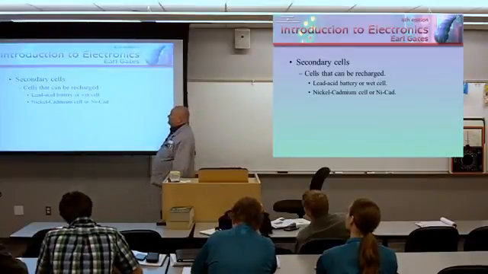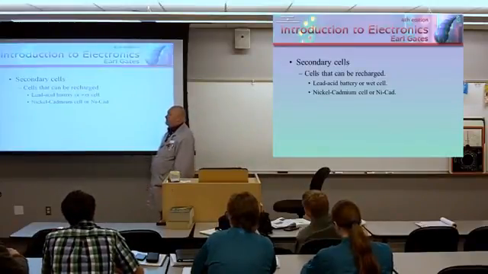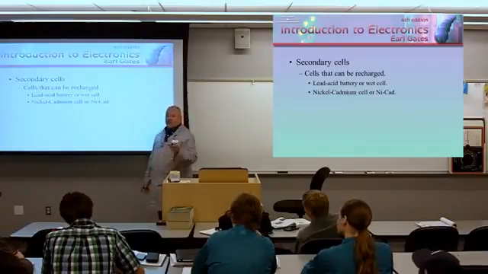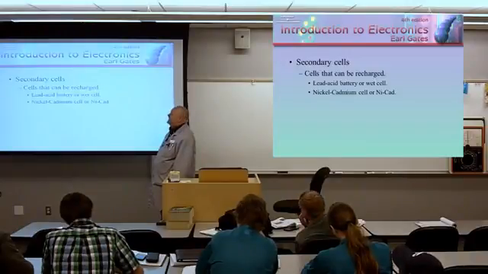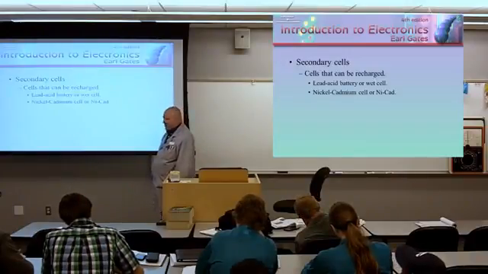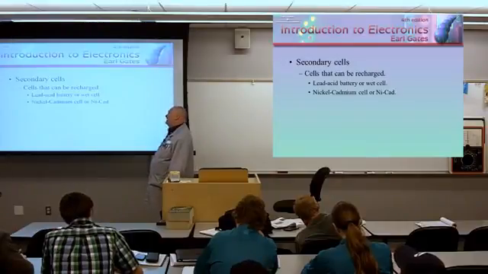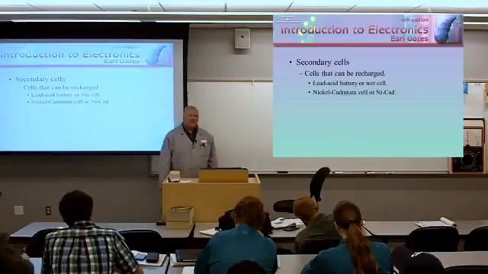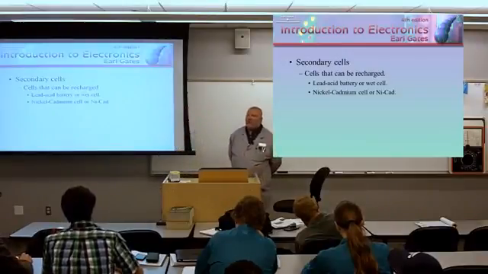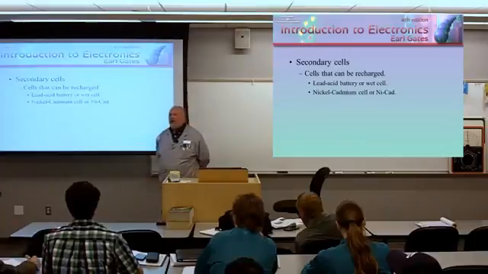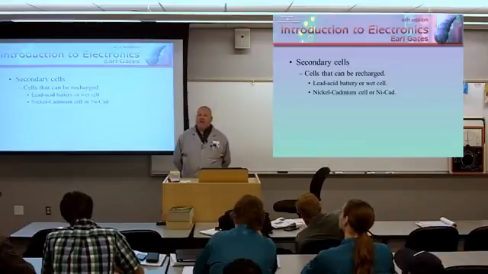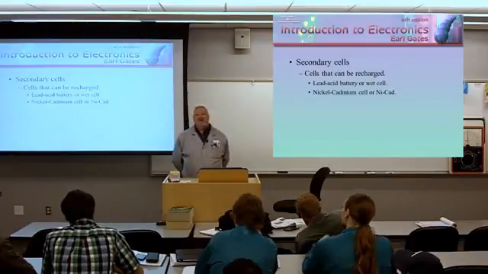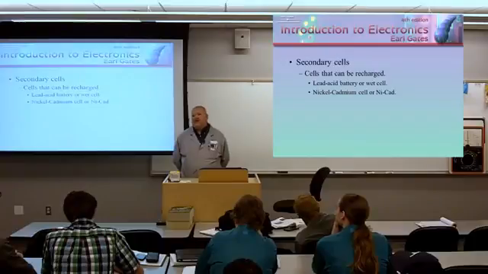Secondary cells are cells that can be recharged. You're all familiar with this type of cell, the lead acid battery or wet cell, which is in your car right now. These batteries are not just used for automotive applications. These lead acid cells are also used for backup power supplies by the phone company for your landline. They're also used at cellular sites for backup power. In the event that power is interrupted to the cell sites, they automatically switch over to battery backup. They're typically lead acid cells.